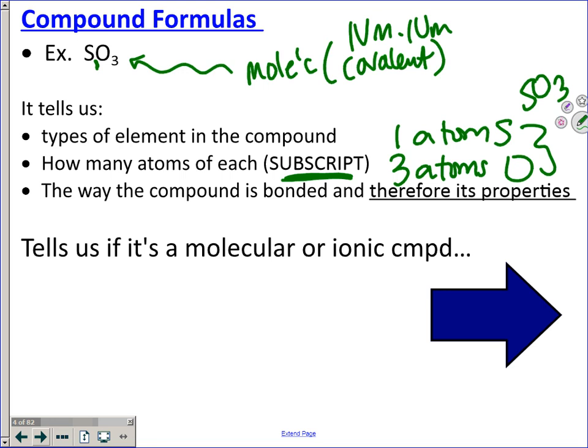So knowing the compound type, knowing how many of each I have, but knowing the compound type being covalent means you can tell me a lot about this. To the person next to you, name off some properties of a covalent compound. Name them off to the person next to you.